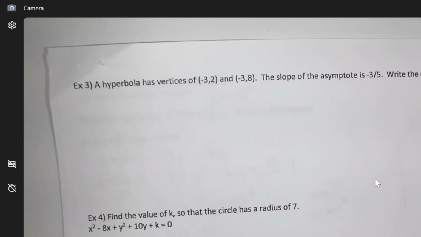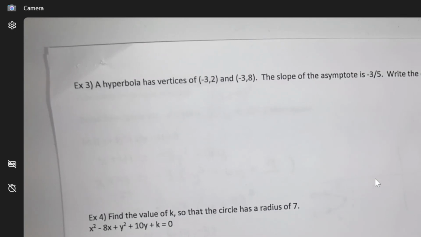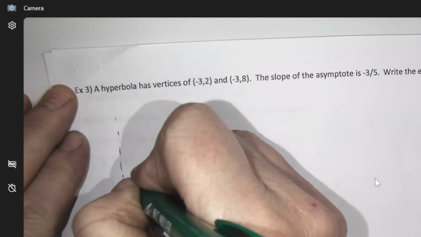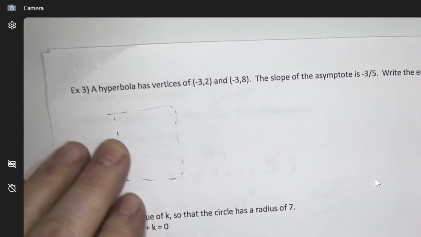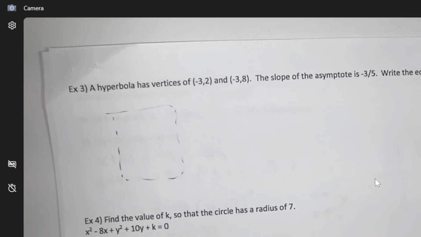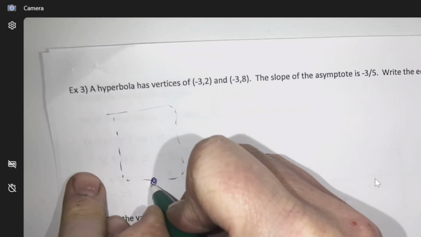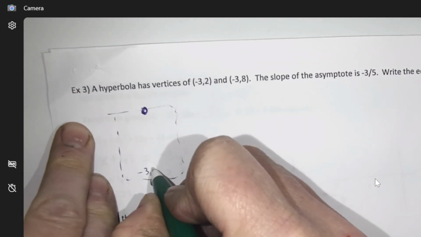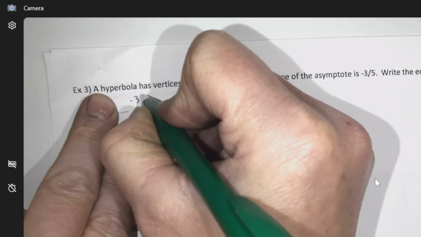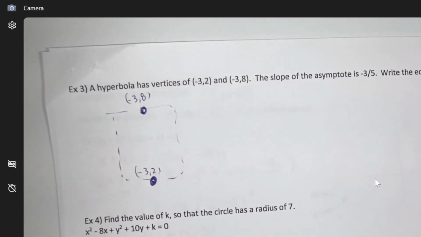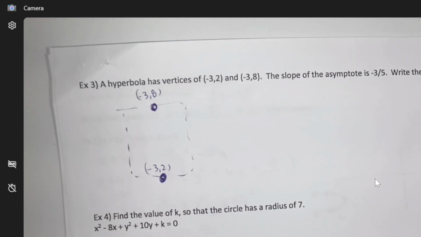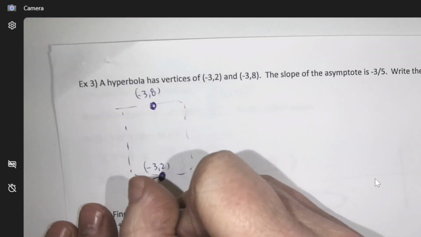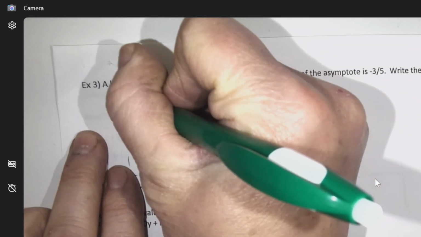Okay, the hyperbola has these as vertices, and the slope of the asymptote is that. Okay, so I'm going to draw kind of a box. -3, 2, and -3, 8. So those would be the vertices. So therefore, this is opening vertically.